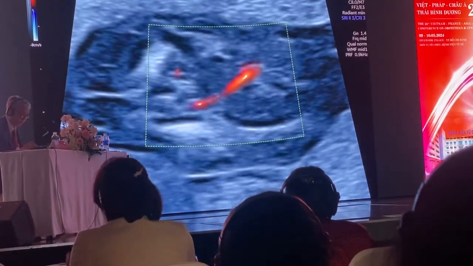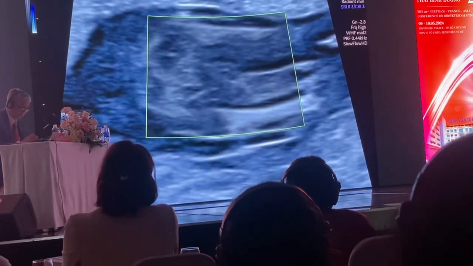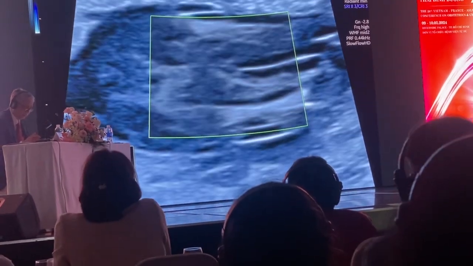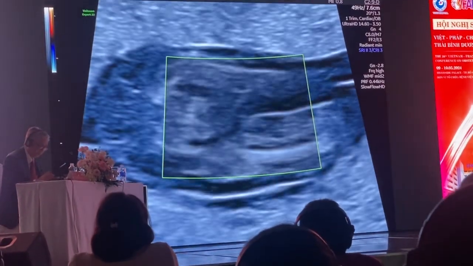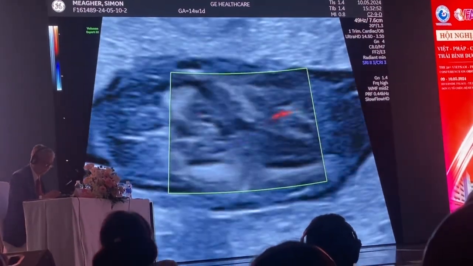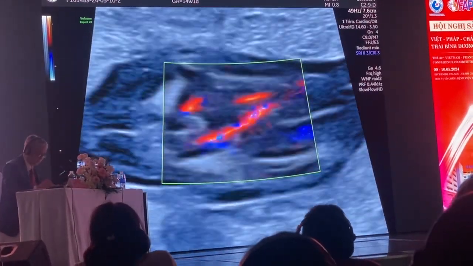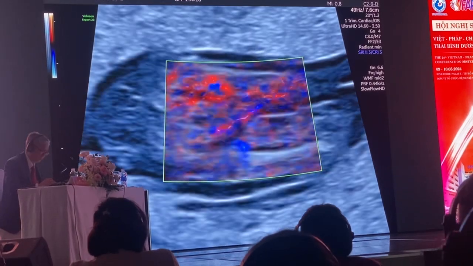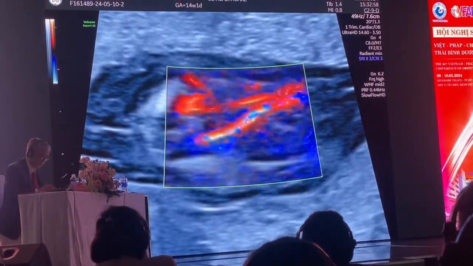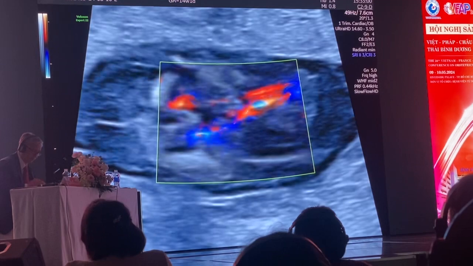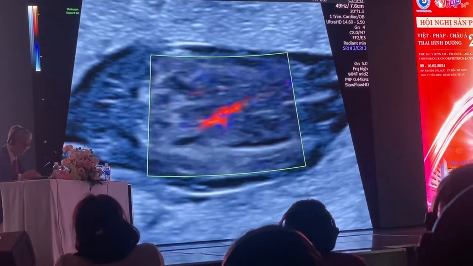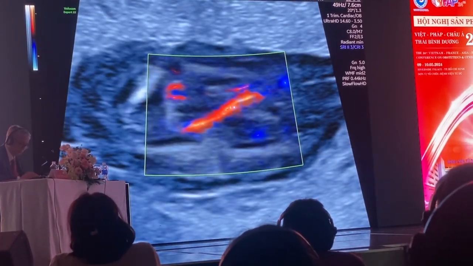So the next step that I go to is I use slow flow. So I turn on slow flow, I increase my acoustic output, and then I increase my gain. And then I look to see whether I can see the other umbilical artery. So now the other one comes into view. But you can see that it was very misleading that with colour you think there's only two arteries, but when you turn on slow flow you can see the second.